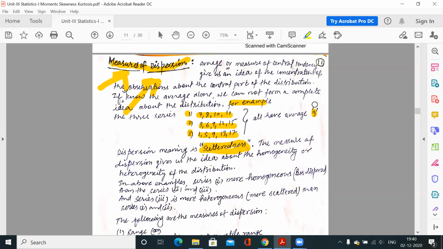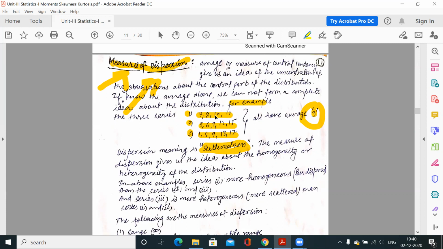So because the measure of central tendency gives that 9 is the average value of the first series, the second series and the third series, we cannot compare. But the measure of dispersion tells us the scatteredness of these series about the central value. So how the data points are scattered towards the central value.